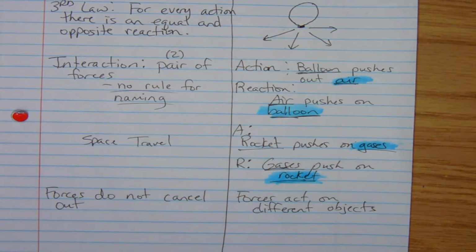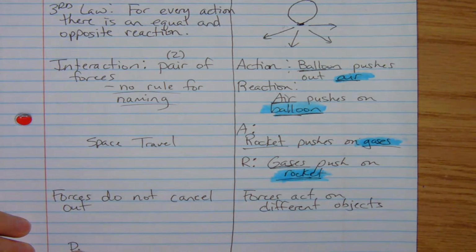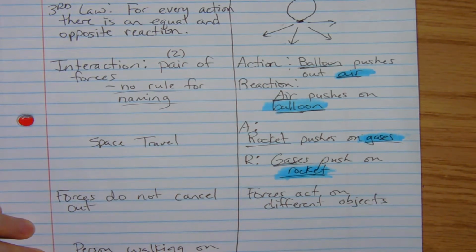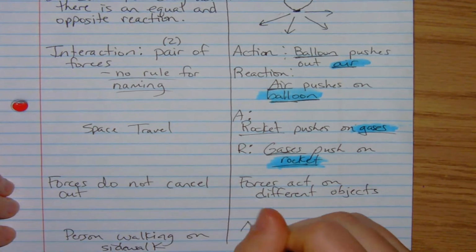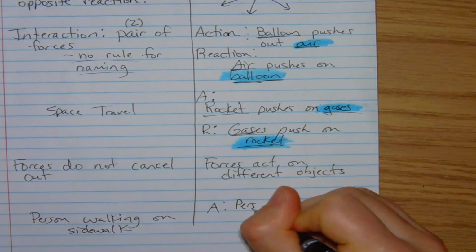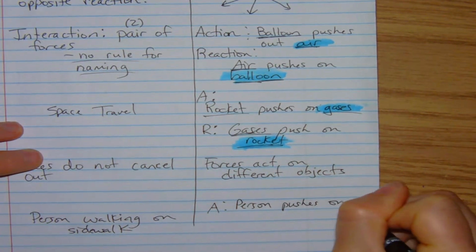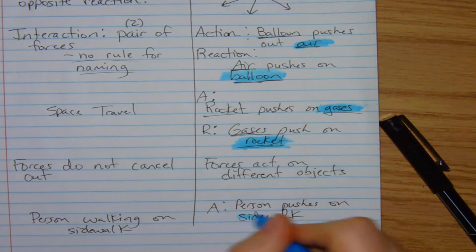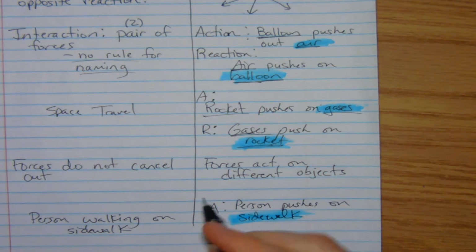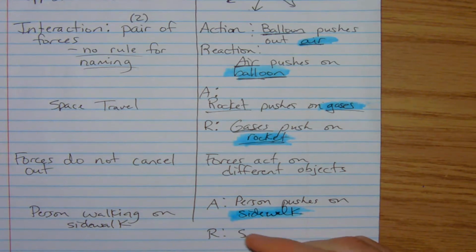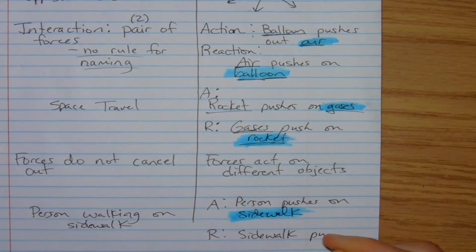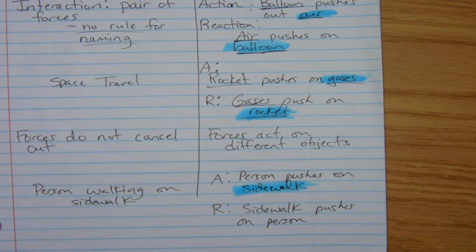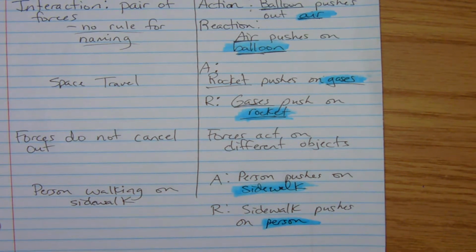So let's say we're talking about how a person can walk on a sidewalk. You might think, well, the action is the person pushes on the sidewalk. That's right, that makes sense. So the action, the applied force, we could say, is on the sidewalk. The reaction, though, is the sidewalk pushes on the person. I probably should have said their feet, but it'll work. Different objects, they don't cancel out, you move along.